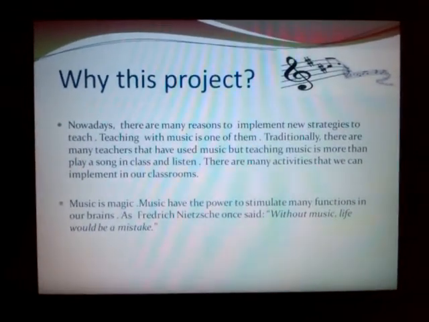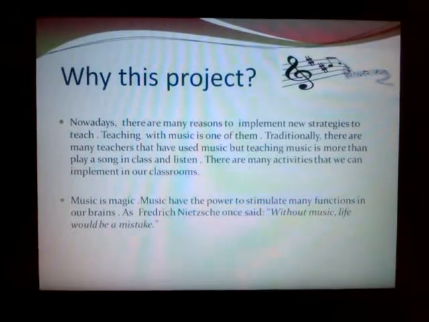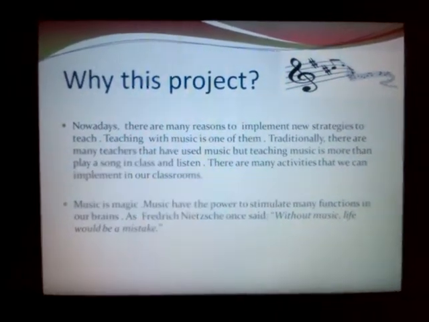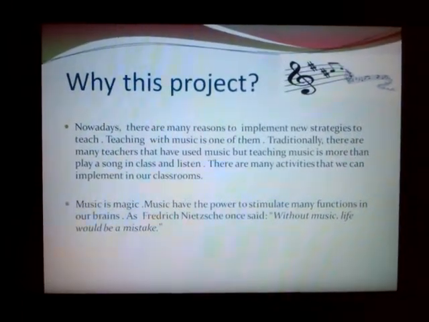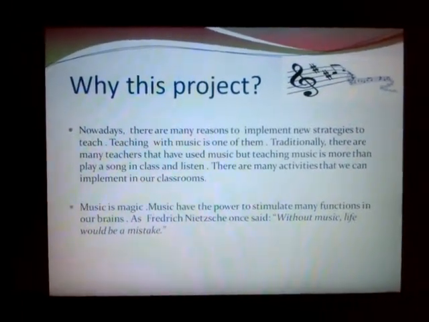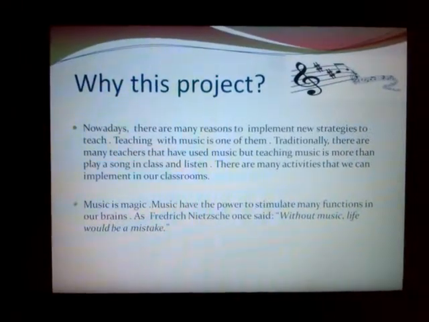Nowadays, there are many reasons to implement new strategies to teach. Teaching with music is one of them. Traditionally, there are many teachers that have used music, but teaching with music is more than playing a song in class and listening. There are many activities that we can implement in our classrooms.